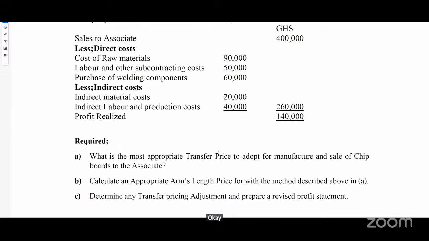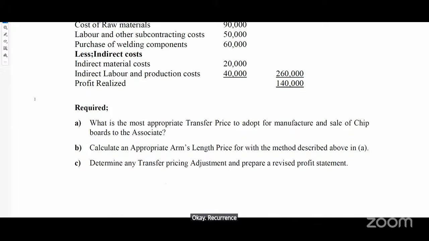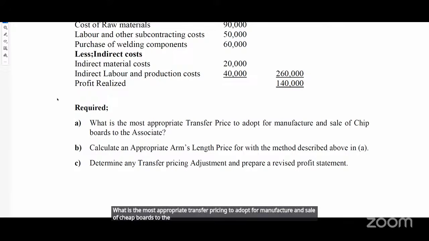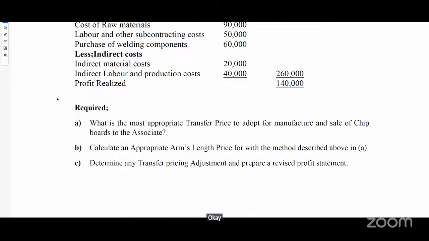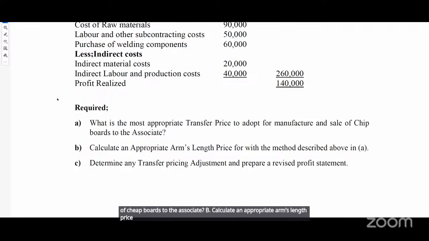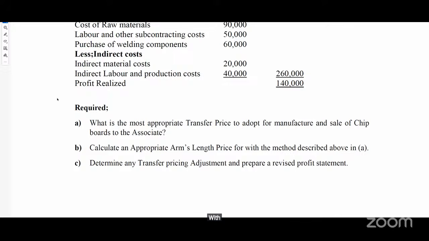Okay. Requirements. A. What is the most appropriate transfer pricing method to adopt for manufacture and sale of chipboards to the associate? B. Calculate an appropriate arm's length price with the method described in A. C. Determine any transfer pricing adjustment and prepare a revised profit statement.